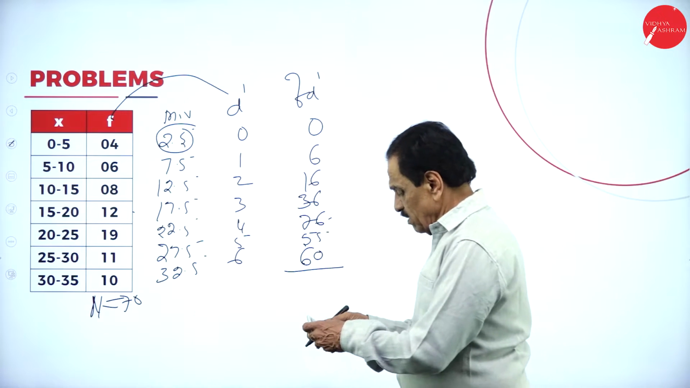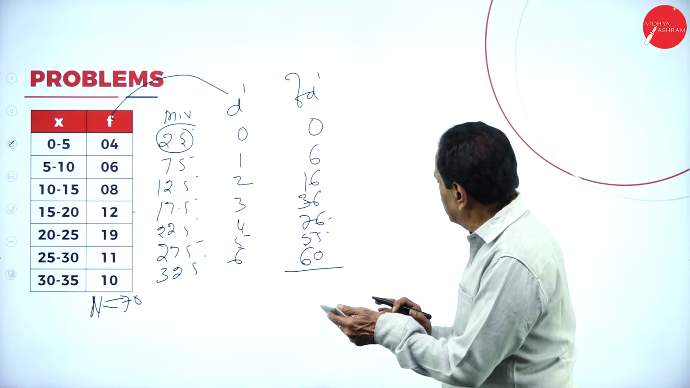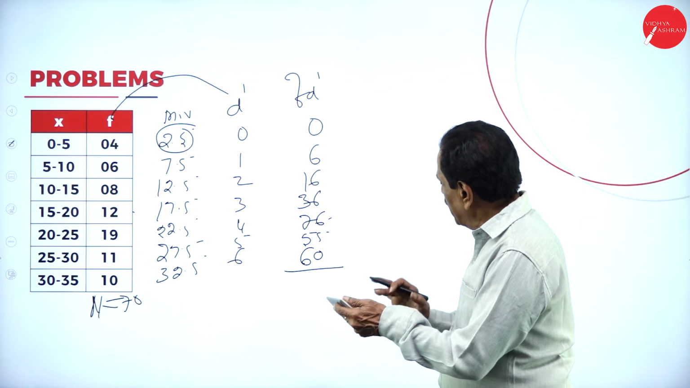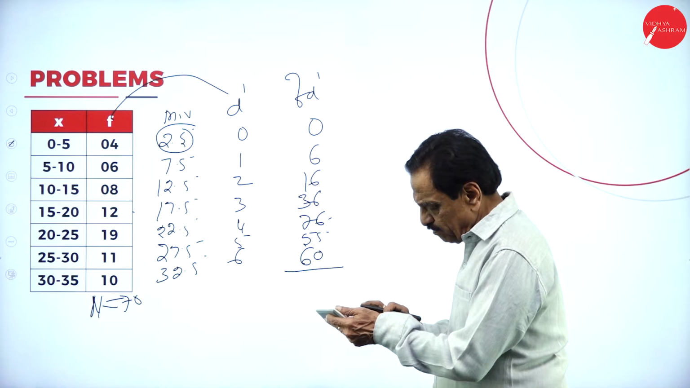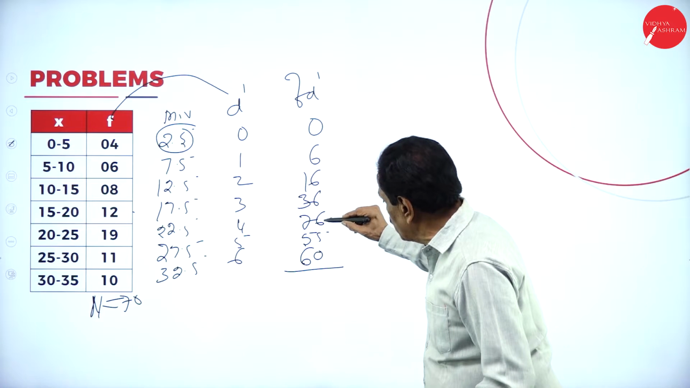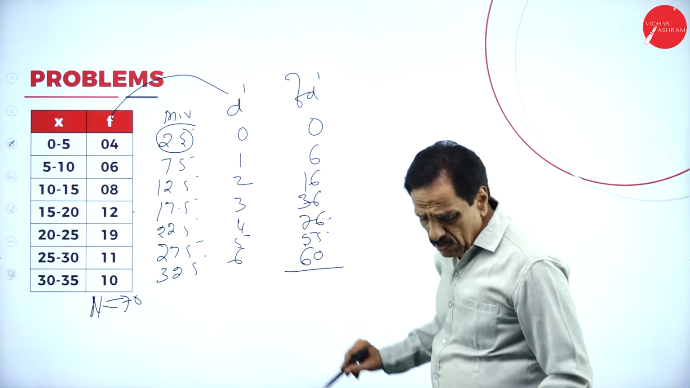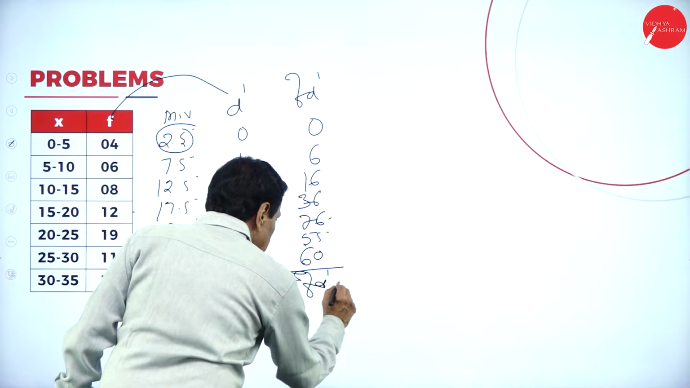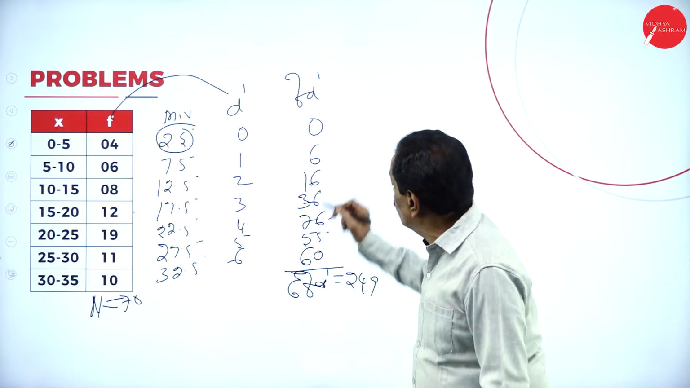Add the numbers. What is the first number? 6 plus 16 plus 36 plus 76 plus 55 plus 60 is equal to 249. This is Σft', 249. Σft' is 249.